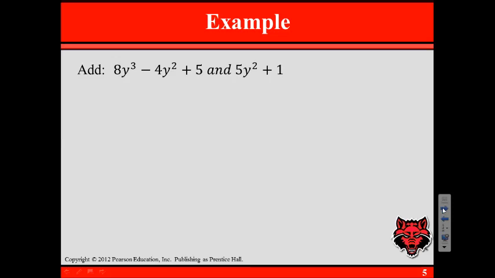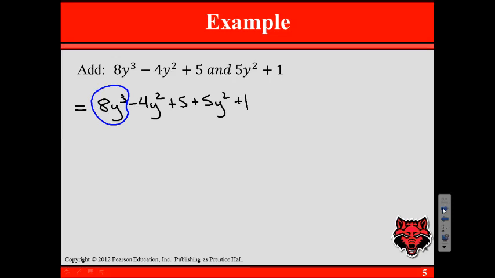In the next example, let's add 8y cubed minus 4y squared plus 5 and 5y squared plus 1. Because we are adding polynomials, we need to create one large algebraic expression where we are going to combine like terms. Just like before, we can start with the first term and then look through the expressions to try to find a like term.